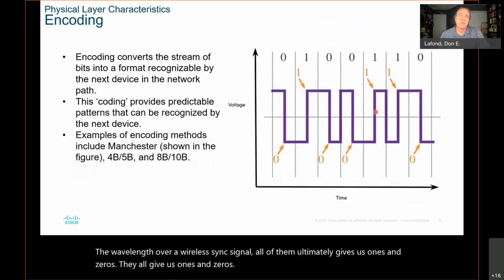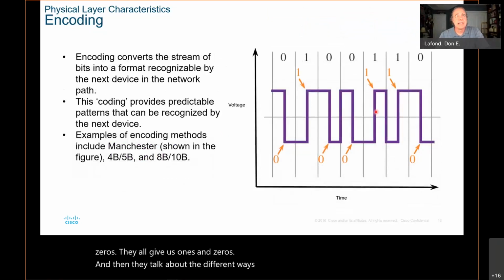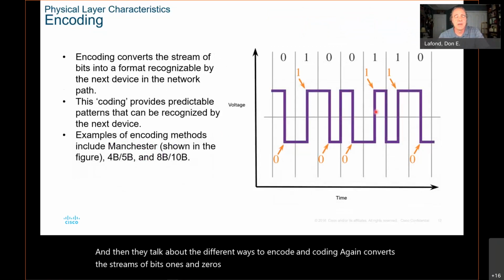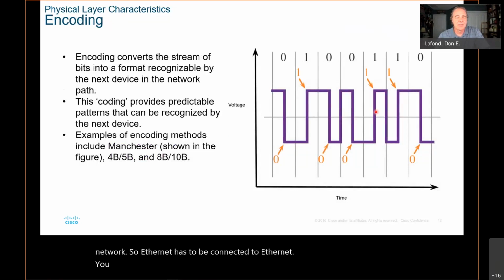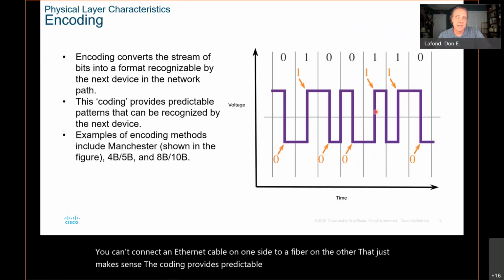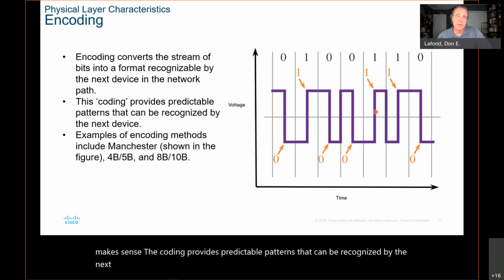And then they talk about the different ways to encode. Encoding, again, converts the streams of bits, ones and zeros, into a format recognized by the next device in the network. So if Ethernet has to be connected to Ethernet, you can't connect an Ethernet cable on one side to a fiber on the other. That just makes sense. The coding provides predictable patterns that can be recognized by the next device. Examples of encoding methods include Manchester, shown in the figure here.